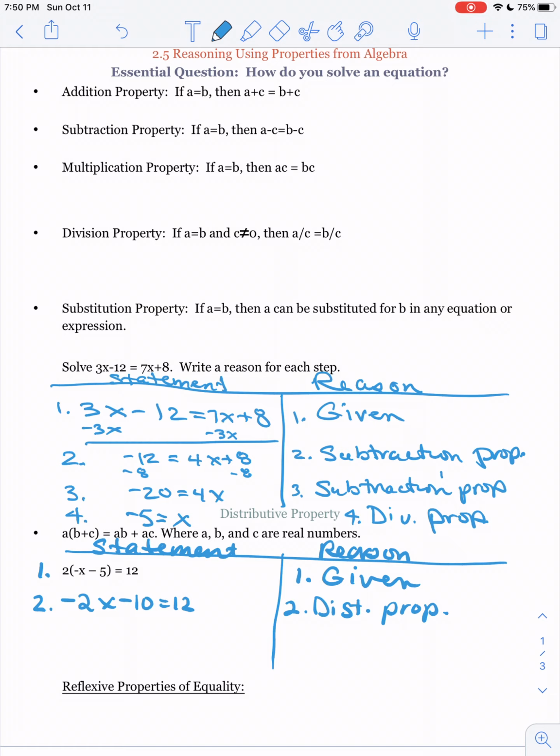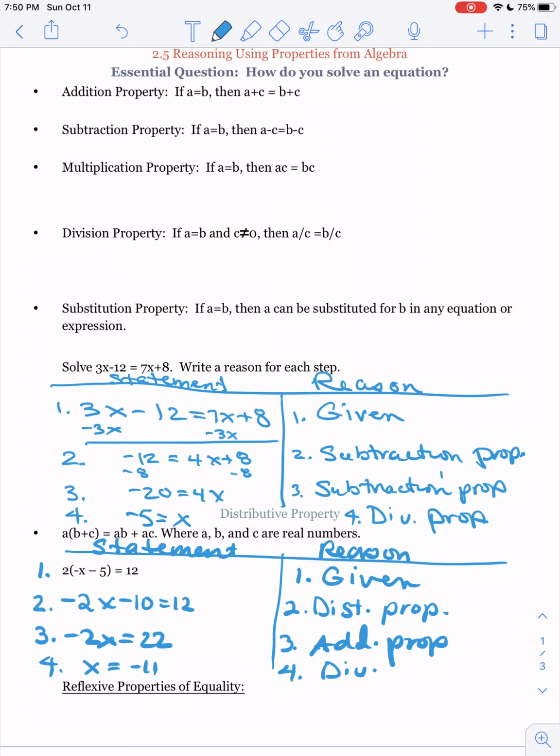Then I probably would add 10 to both sides. What did I use? I used the addition property of equality. And I probably divide by negative 2. So I get x equals negative 11. What did I use there? I used the division property of equality.